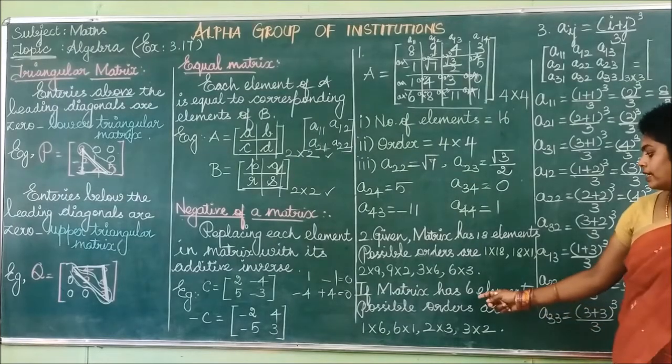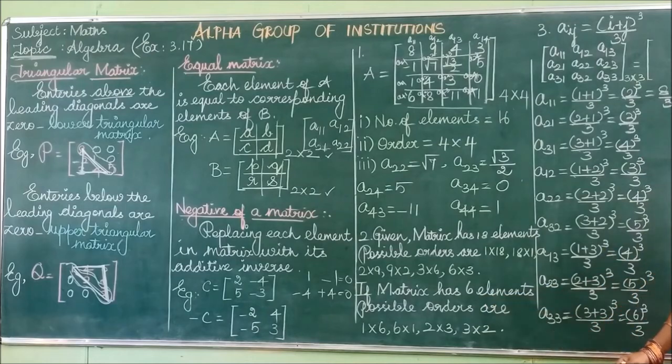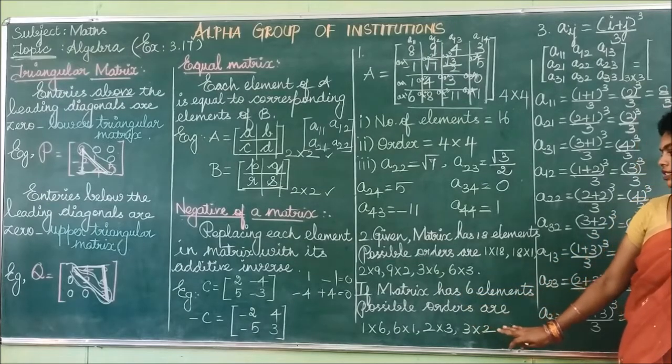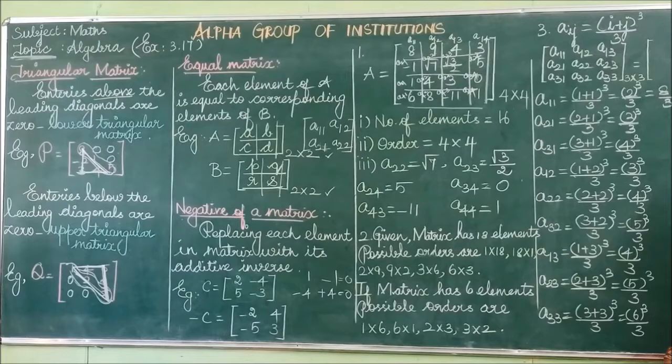Then if the matrix has 6 elements, the orders will be. So 6 comes in which table? 1 into 6, 6 into 1, 2 into 3 and also 3 into 2. So if the matrix has 6 elements, the possible orders are 1 cross 6, 6 cross 1, 2 cross 3 and 3 cross 2. So listen to this question once again.